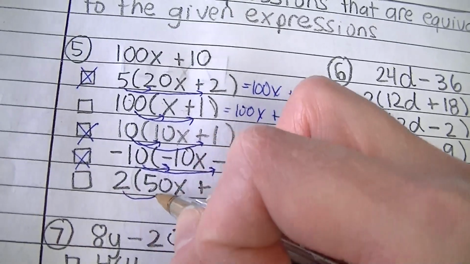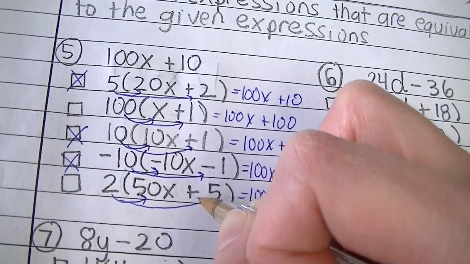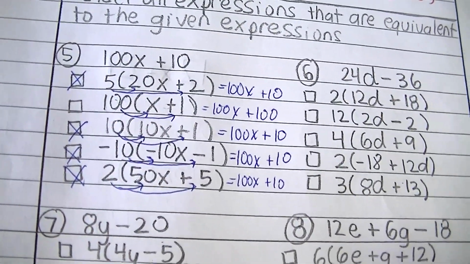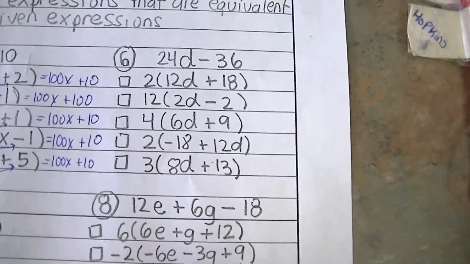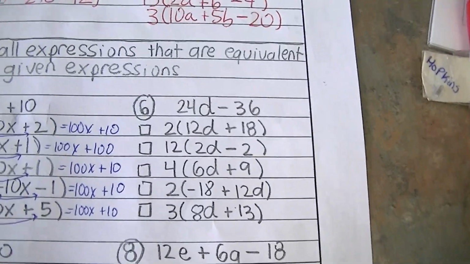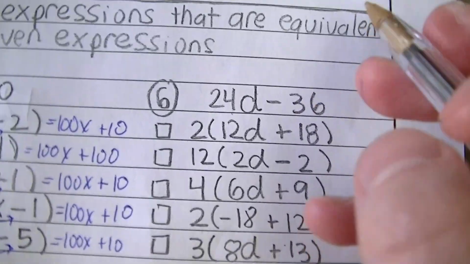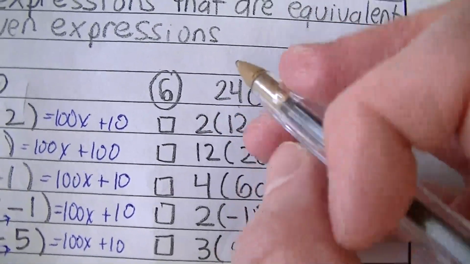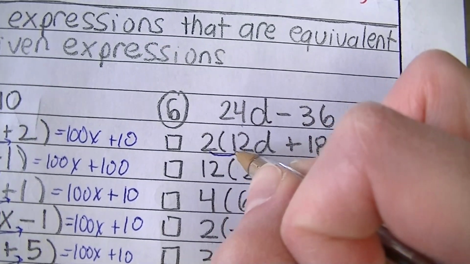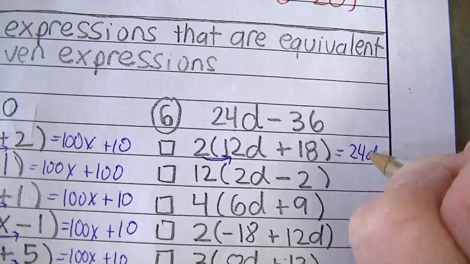Okay, let's see. 2 times 50x, that's 100x. 2 times a positive 5 is a positive 10. So that one also works. Okay, let's try number 6. We have to select all expressions that are equivalent to 24 times d minus 36. So I'm going to just use my strategy of using the distributive property. It's much easier and faster for me anyway. So 2 times 12d, let's see, that's 24d.